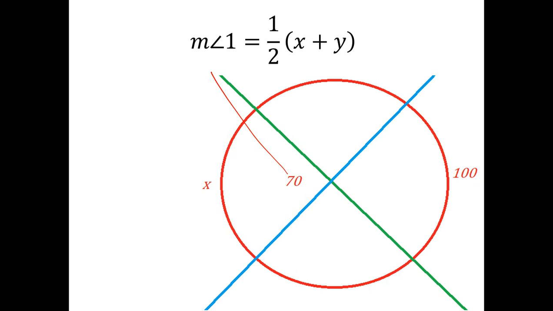All right, so with this one, as we plug everything in, we end up getting 70 equals 1/2 times (100 + x). The first thing we would do is multiply both sides by 2, getting us 140, and then subtract 100, which means x is 40. So that means that arc is a 40-degree arc. Yes, it's not to scale. That's what we would do: plug in our numbers and solve.